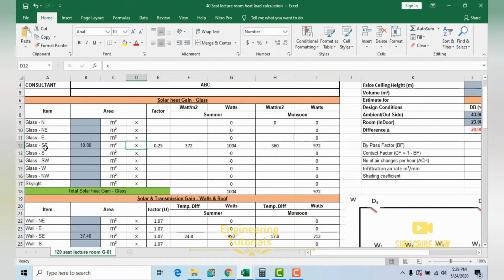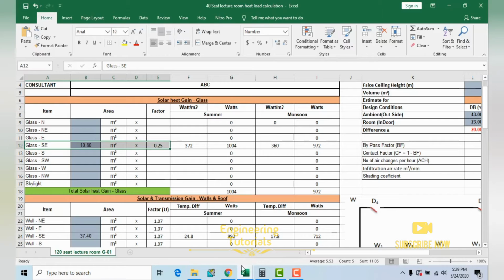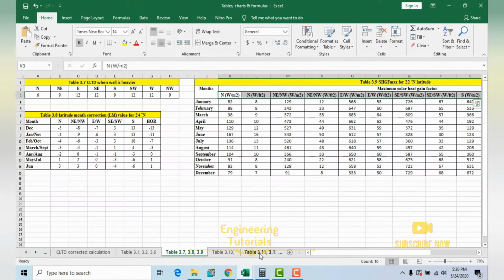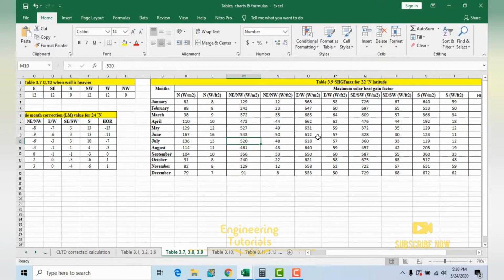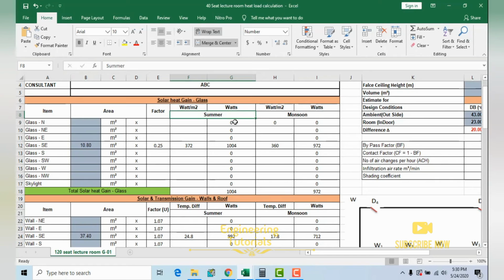I will show you now. Southeast wall we have 10.8 square meters glass area, and this factor we can calculate from the table, since this wall is facing southeast. So move back to our table. First we will get the solar heat gain factor from here for the southeast wall. Since we need to calculate for summer and monsoon both, first for summer, solar heat gain factor, this one 372.